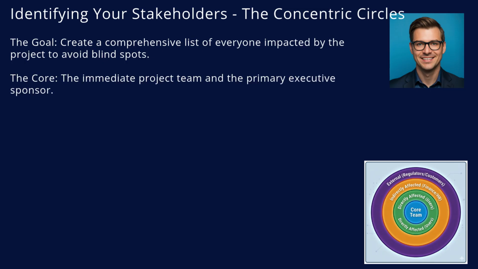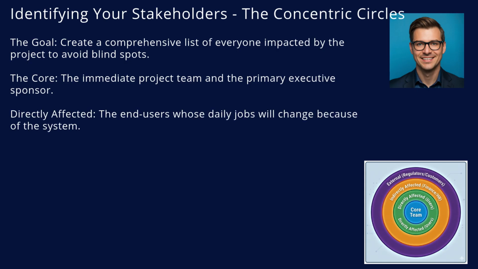A simple technique is using the concentric circles of influence. Start in the center with the core. This includes your immediate project team, your project manager, and your primary executive sponsor who holds the budget. The next circle out is the directly affected. These are the crucial end users. These are the people whose daily jobs, workflows, and stress levels will change directly because of the new system.